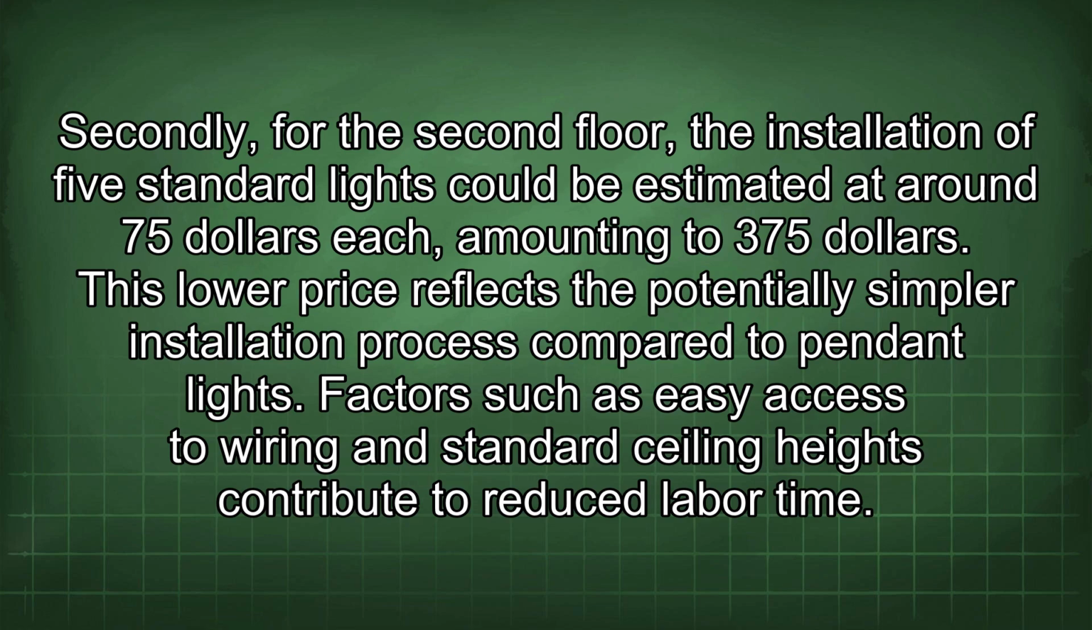Secondly, for the second floor, the installation of 5 standard lights could be estimated at around $75 each, amounting to $375. This lower price reflects the potentially simpler installation process compared to pendant lights. Factors such as easy access to wiring and standard ceiling heights contribute to reduced labor time.